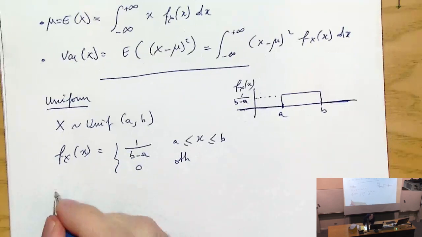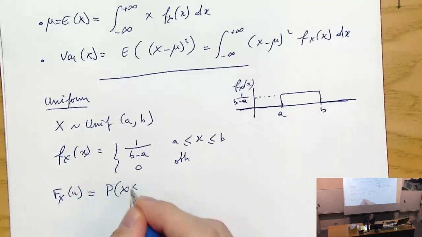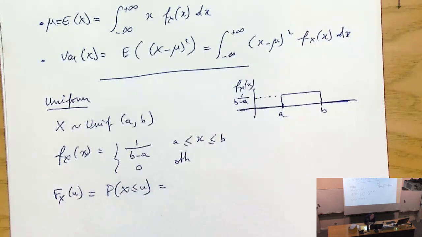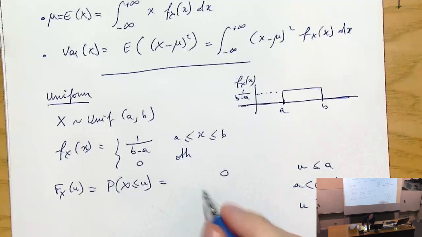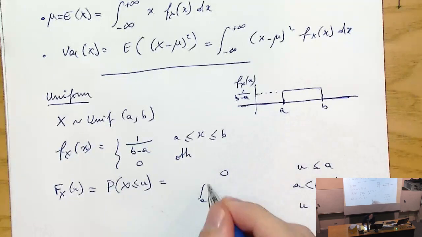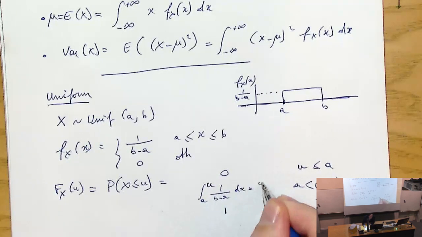And you can compute the CDF of this. So the CDF of x, right, that's the probability that x is smaller or equal to u. Right, so what do we get? Well, if u is smaller or equal to a, obviously the integral will be equal to 0. If u is larger or equal to b, we're going to get 1. And in between, if u is between a and b, what do we get? We get essentially the integral between a and u of 1 divided by (b minus a) dx, which is (u minus a) divided by (b minus a).